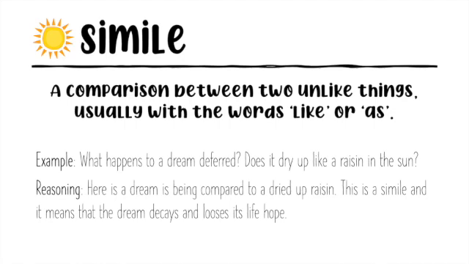One thing I do want to mention on here is be very careful when you are looking for similes, because just because like or as is in a sentence does not make it a simile. You have to make sure that that comparison is there, just like in this one. It is comparing the dream to a raisin, right, and being dried up. So just make sure that you double check that a comparison is found in the sentence to make sure it's a simile.